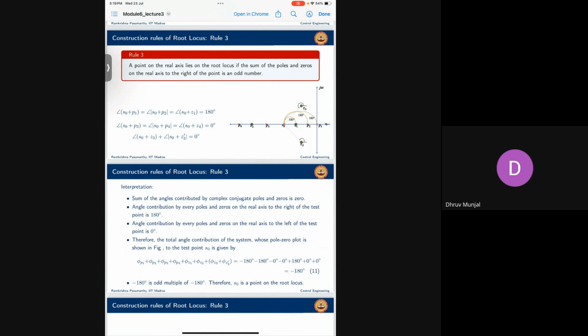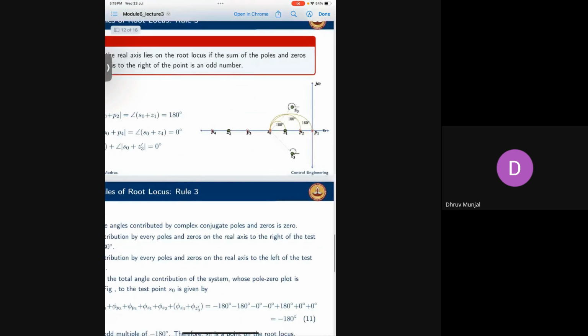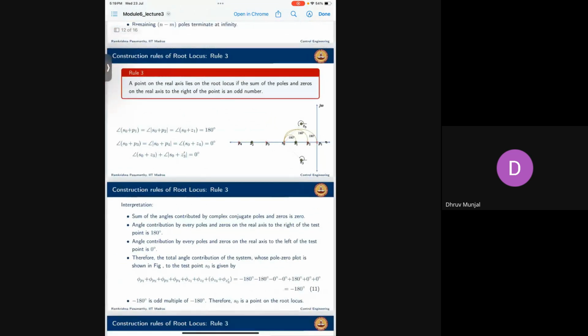Okay. Here the test point is S0. In the diagram, can you see S0? Yes, ma'am. Okay. From S0, imagine that you are standing on S0 and you want to jump to P3 first. When you want to jump to P3, if you keep a protractor over there, Z1 will be at 0 degrees.